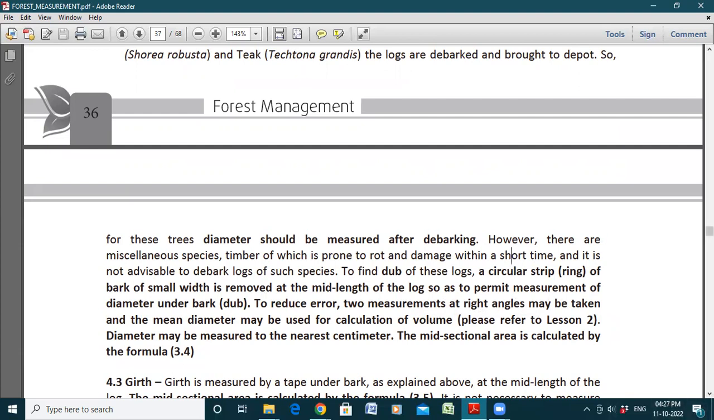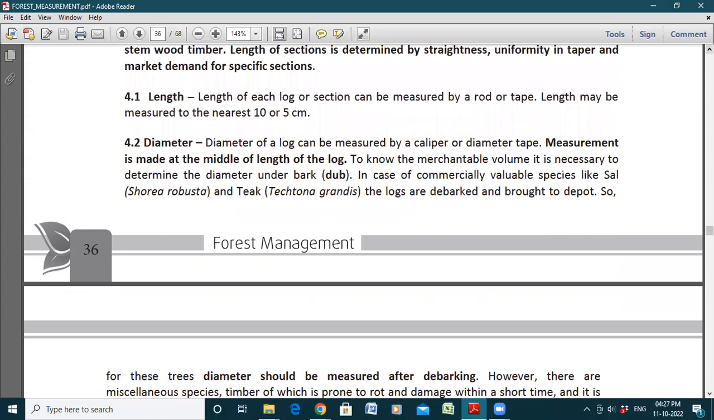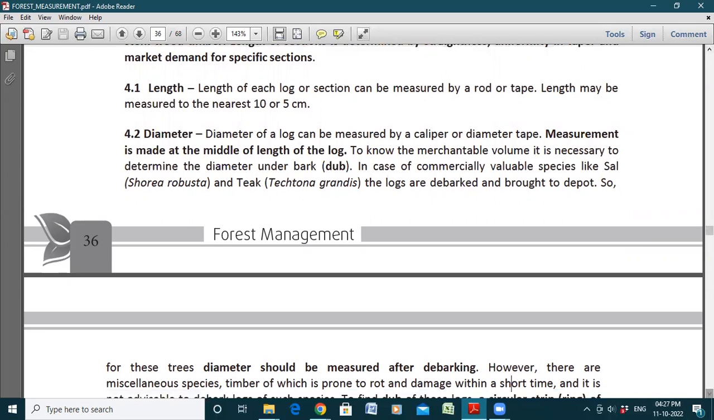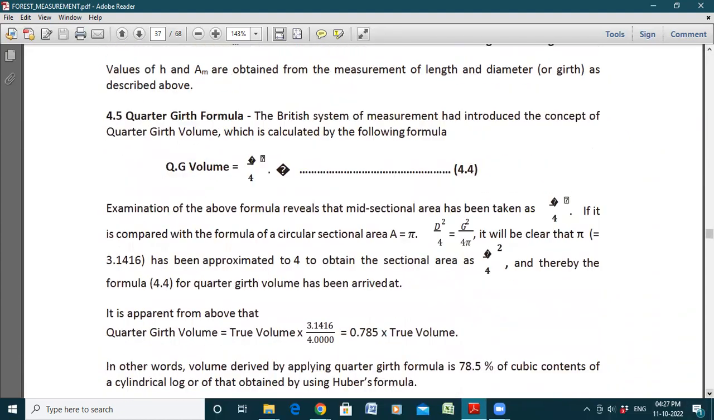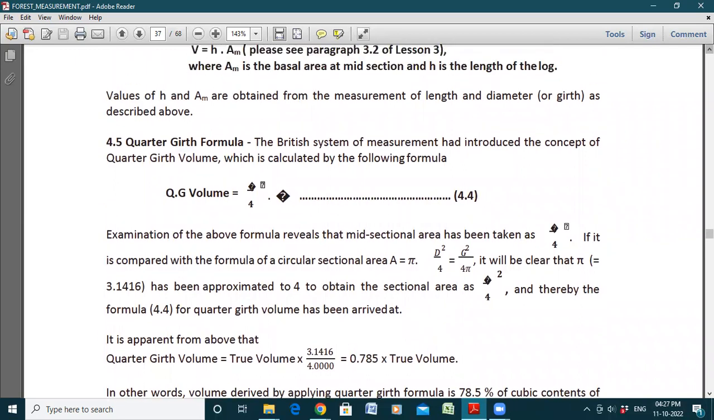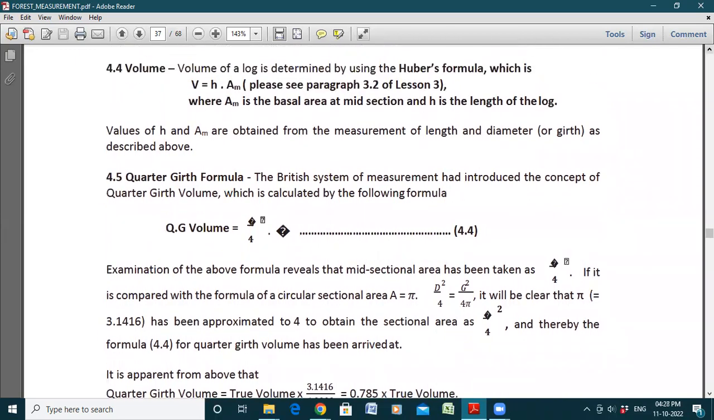So what we have seen is that for diameter, we use a caliper for measurement. Then girth is measured by tape under bark and at the mid length of the log. The mid sectional area is calculated with the formula that we have mentioned earlier, right? Volume is equal to H into AM, and AM is the basal area at mid section, H is the length of the log.